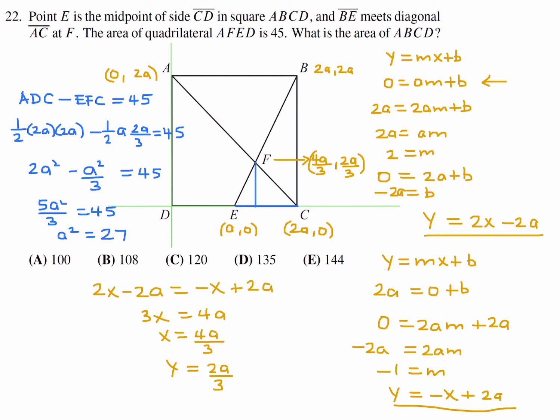All right. So now we have to figure out the area of ABCD. Well, ABCD, that's just going to be 2a times 2a, which is 4a squared, which is 4 times 27, and that is 108. So number 22, the answer is B.